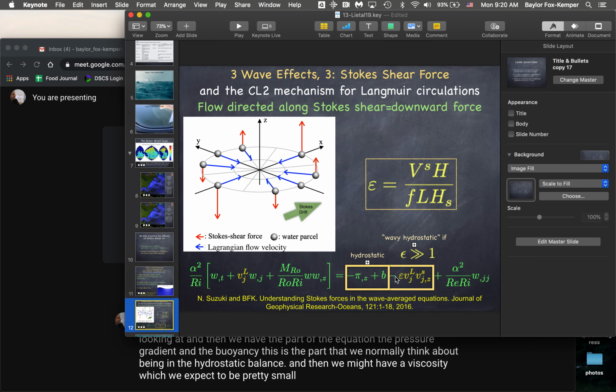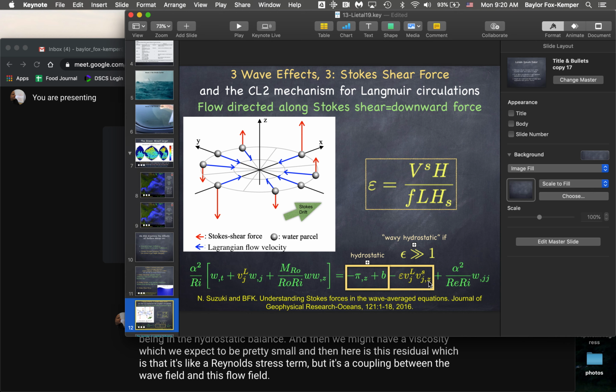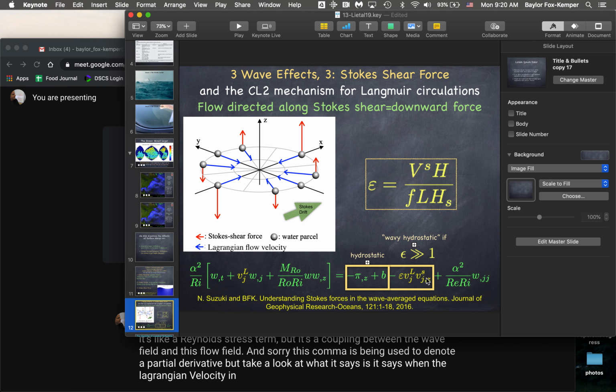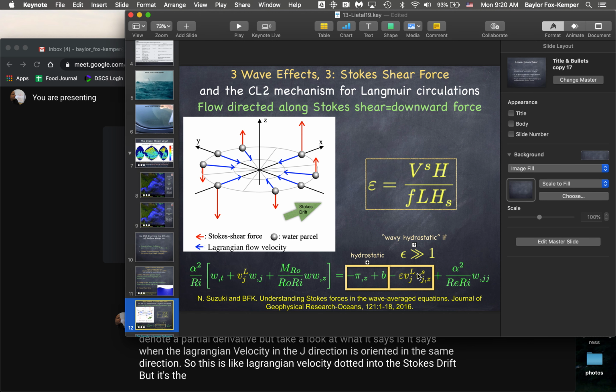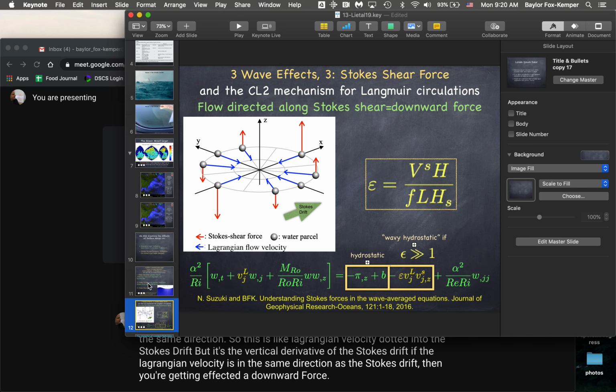And then here is this residual, which is like a Reynolds stress term, but it's a coupling between the wave field and this flow field. Sorry, this comma is being used to denote a partial derivative, but take a look at what it says. It says when the Lagrangian velocity in the j direction is oriented in the same direction, so this is like the Lagrangian velocity dotted into the vertical derivative of the Stokes drift, then if the Lagrangian velocity is in the same direction as the Stokes drift, you're getting a downward force. It's a kind of confusing thing to think about.